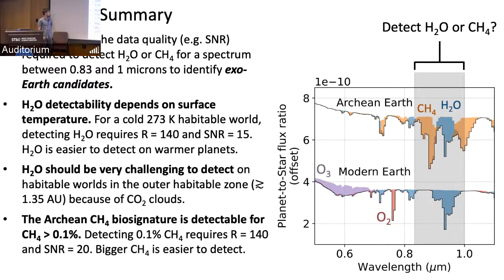Finally, the Archean methane biosignature is detectable for methane concentrations bigger than about 0.1%. Detecting 0.1% methane requires a signal-to-noise ratio of 20. If the methane concentration is bigger, then it's easier to detect. So overall, I think that information like this can be factored into yield calculations like those done by Chris Stark to get a better estimate of what can be done with Habitable Worlds Observatory. Thanks.